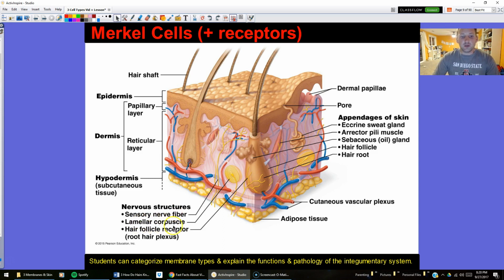Deep, deep, deep down, you have a lamellar corpuscle right here, which is a pressure receptor. There's another pressure receptor that's mentioned in the coloring book in your packet, but I'm going to focus on the lamellar corpuscle. As you push down, you feel a different kind of reception. That's a pressure versus a touch. That's in the reticular layer of your dermis. There are also hair follicle nerves that sense when your hair is pulled, and so those also go to the root, the bulb of your hair follicle. So lots of different nervous structures in the integumentary system.